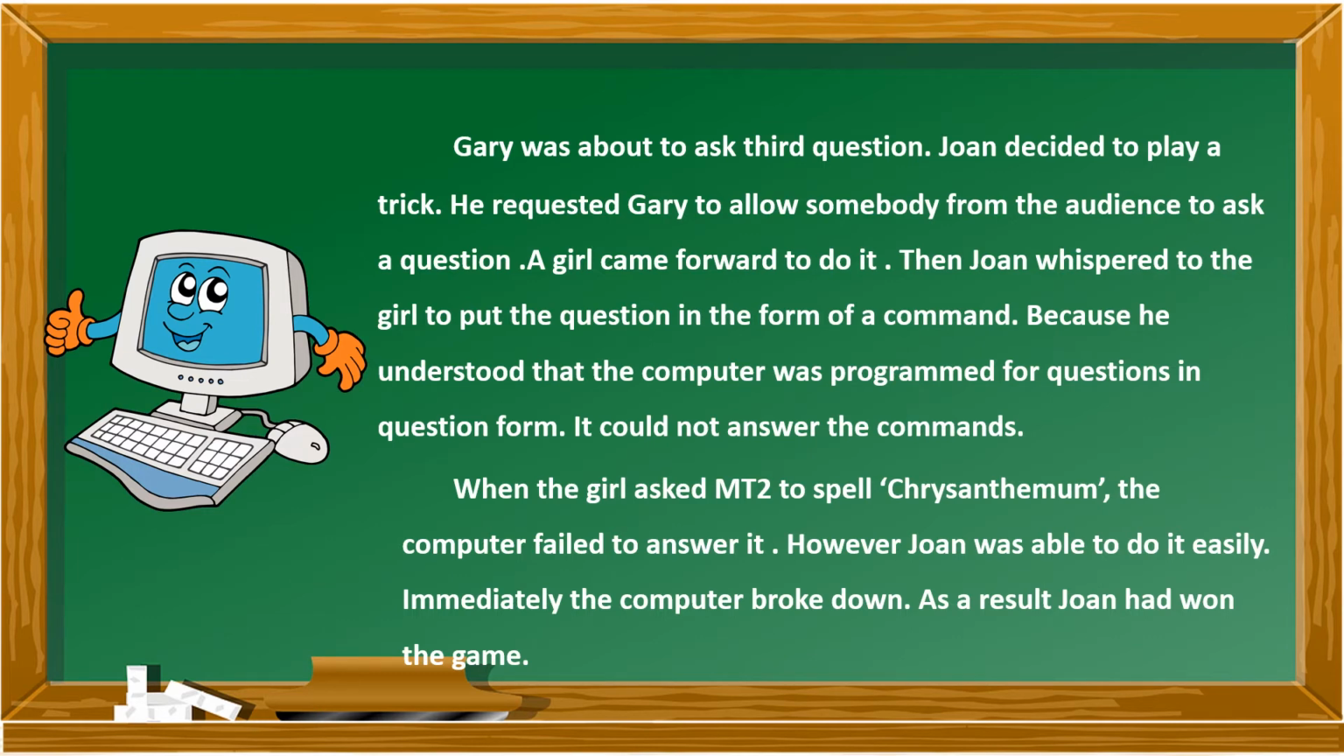When the girl asked MT2 to spell chrysanthemum, the computer failed to answer it. However, Joan was able to do it easily. Immediately, the computer broke down. As a result, Joan had won the game. Now children, hope you understood. Now, let's watch the show and enjoy.